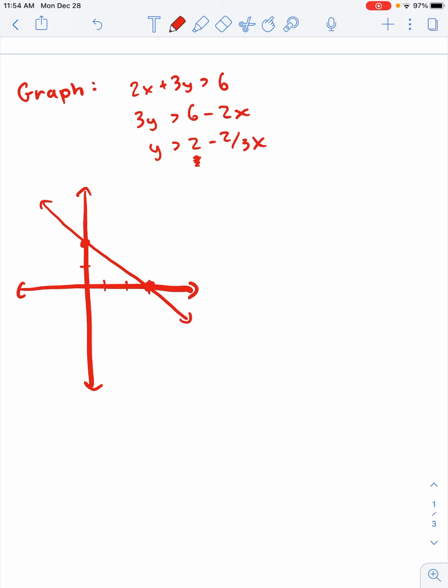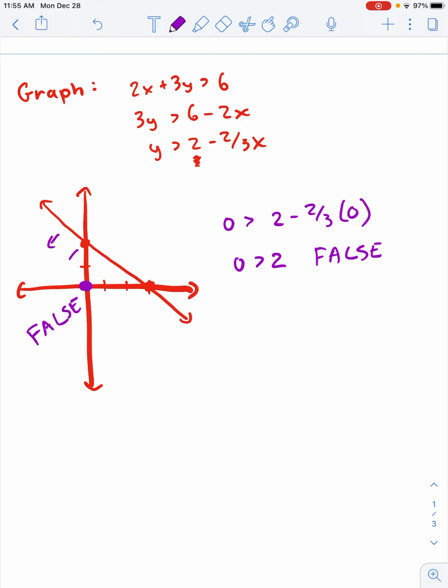And then the same thing as before, we just take a test point. I'm going to take (0, 0) again and plug that in. So 0 is greater than 2 minus 2/3 times 0. 0 is greater than 2. Okay, that's false. So we know everything on this side of the boundary line is going to be false. And everything on this side of the boundary line is going to be true, because it has to be the opposite of whatever the other side is. So your final answer would just be shading in the true side.